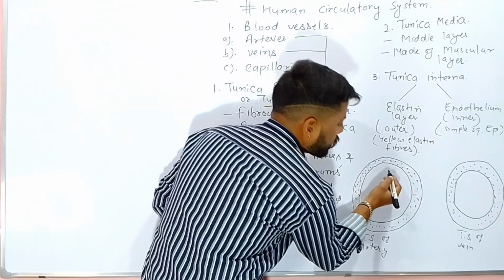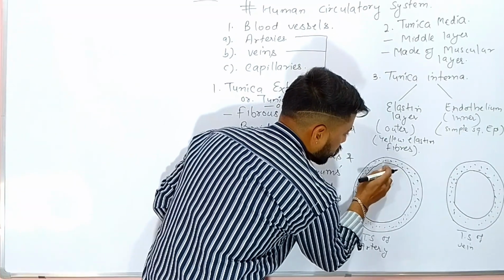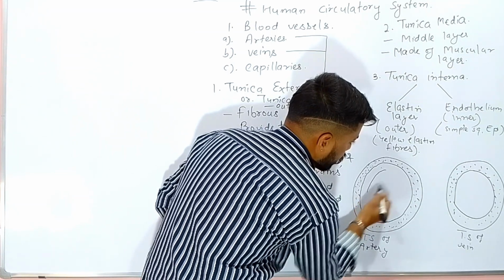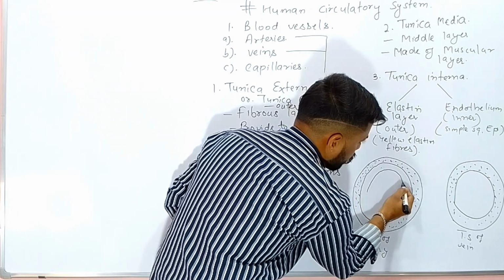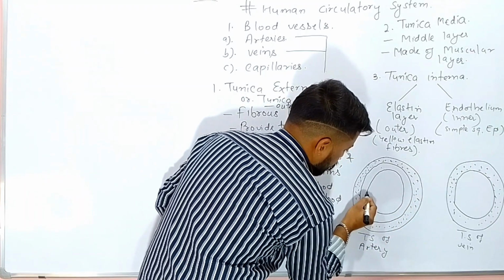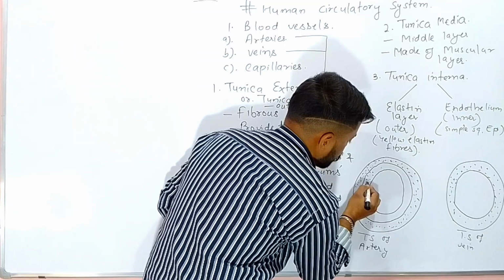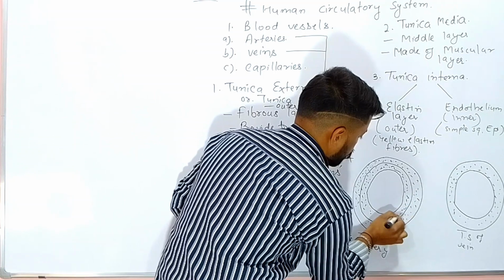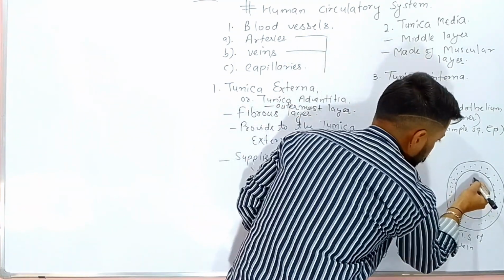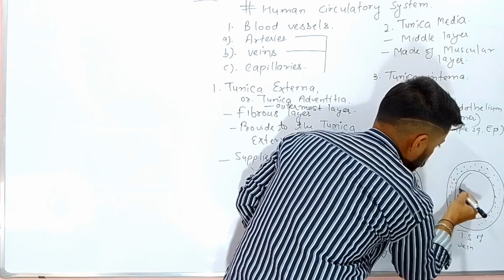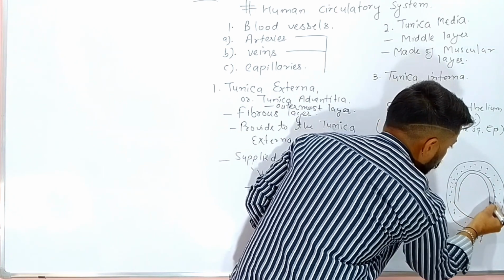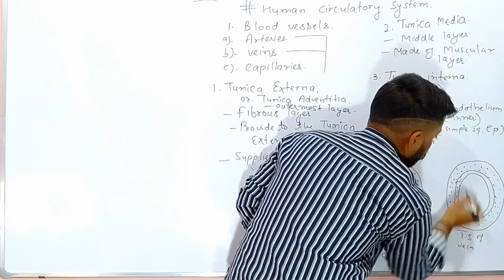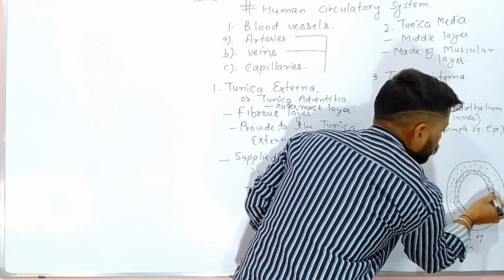Next to it is the tunica media. This layer is made up of the smooth muscle fibers. Again, the tunica media, and tunica media is thicker in the artery and thinner in the vein.